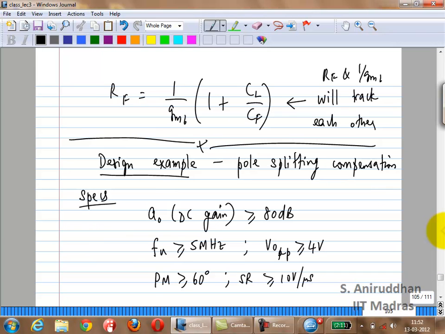So we have done unity gain, peak to peak, phase margin, slew rate. So what is left is DC gain. What is DC gain going to give you? The length of the devices, right? So if you see, each one of these specs actually decides a particular design parameter of your op amp.